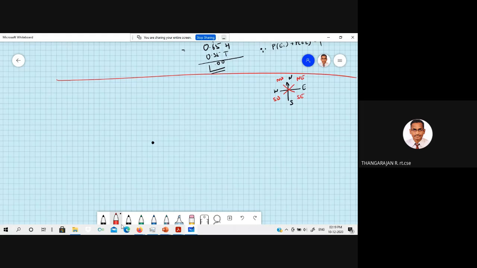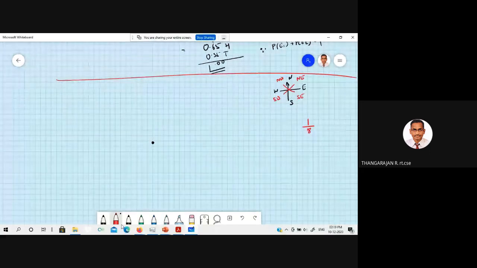So then what is the probability? If you say that moving in any one of the 8 directions is equally probable, then you will say that the probability of moving in any direction is 1 by 8. So it is 1 by 8.